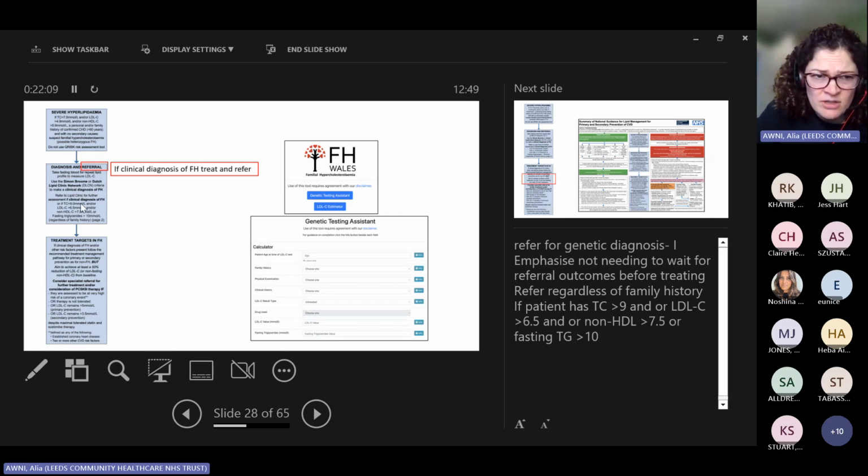In the second box on the bottom part, it says we refer regardless of family history if they have total cholesterol above 9, LDL above 6.5, non-HDL above 7.5, or fasting triglyceride above 10.